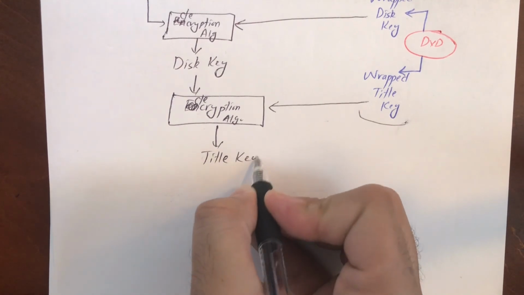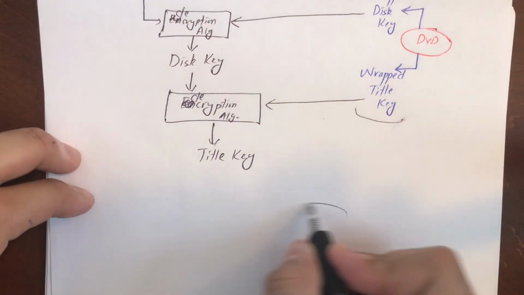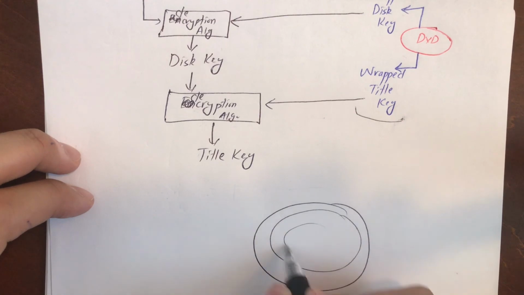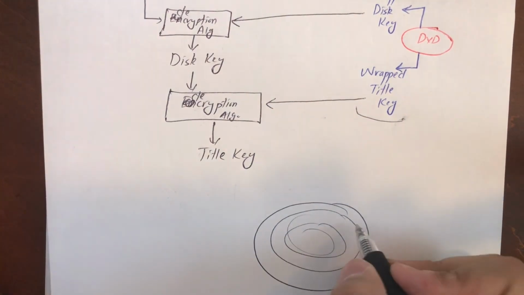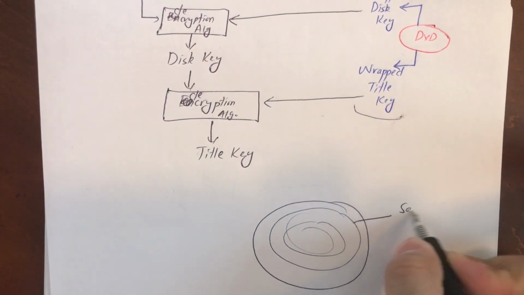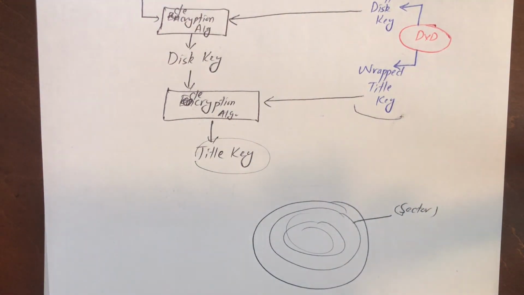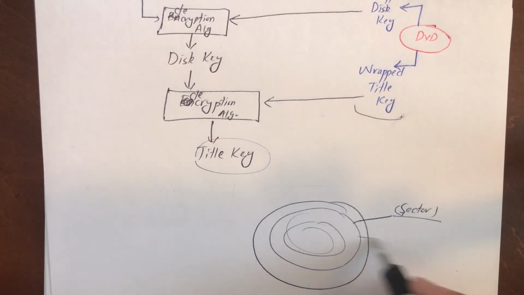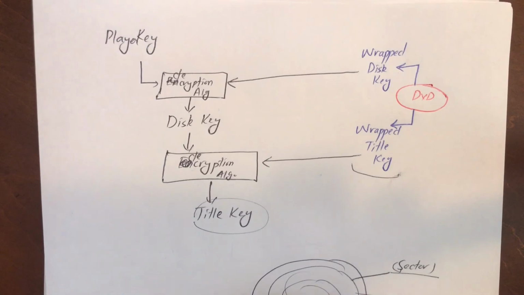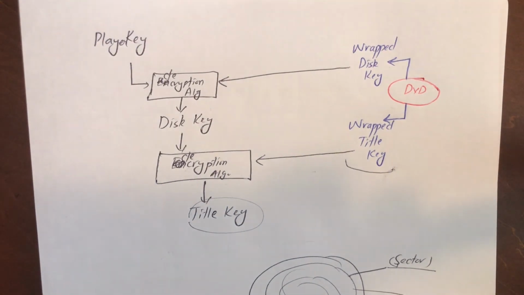With this title key, because in a DVD the songs or the data is written in the form of tracks, each track, or each sector, is encrypted. By using the title key, you can decrypt all the sectors, all the tracks, and you can watch all the stuff. So this is, by the way, the best example of key wrapping with symmetric encryption. If you guys have any questions, please let me know. We can discuss that in our online session as well.